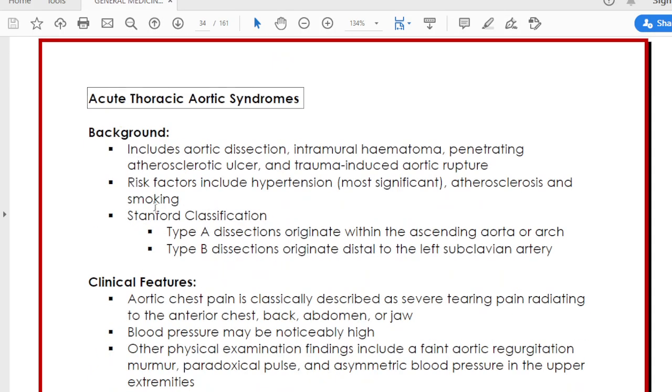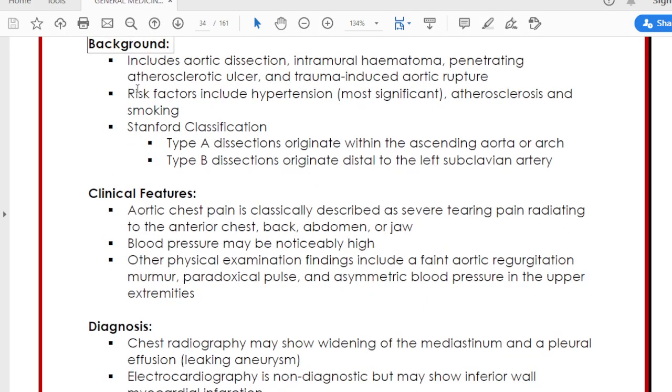Acute thoracic aortic syndromes. Background. Includes aortic dissection, intramural hematoma, penetrating atherosclerotic ulcer, and trauma-induced aortic rupture. Risk factors include hypertension, most significant, atherosclerosis and smoking. Stanford classification. Type A dissections originate within the ascending aorta or arch. Type B dissections originate distal to the left subclavian artery.